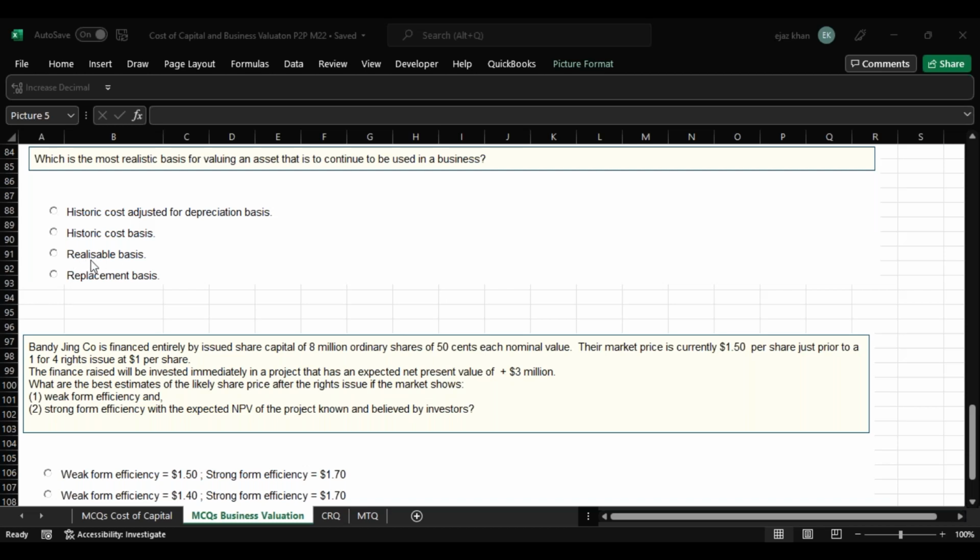So when the assets are supposed to be sold and not used in the business, they are valued at their realizable values. But if the assets are of such nature that they will be used in the future as well, they are never valued on realizable value basis. They are always valued at their replacement cost basis. That means how much it will cost to replace them.